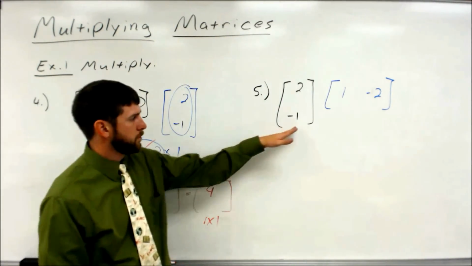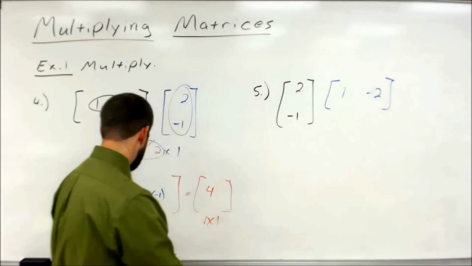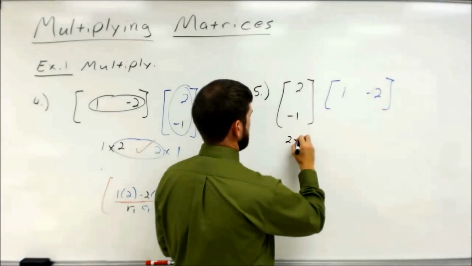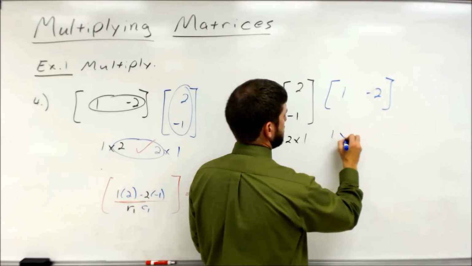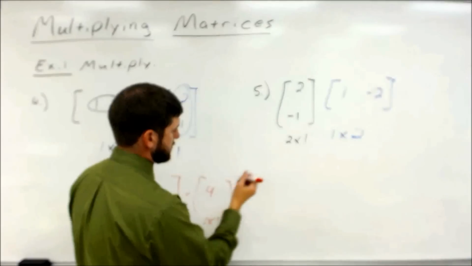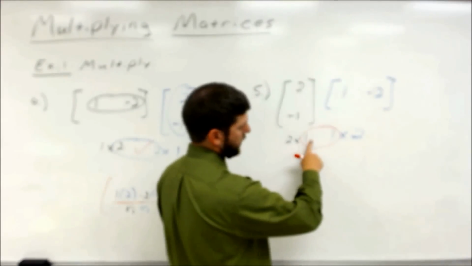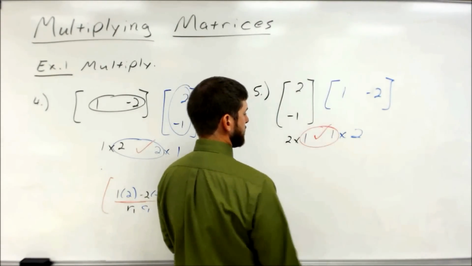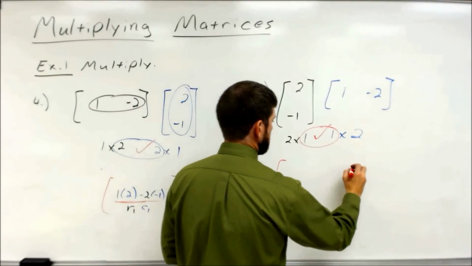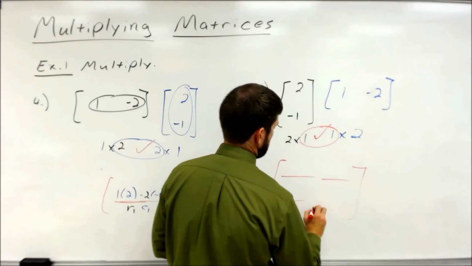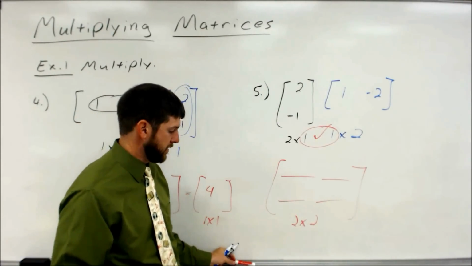Well, let's see. What are the dimensions of this first matrix? 2 rows, 1 column, so a 2 by 1 matrix. And the second: one row, two columns, a 1 by 2 matrix. So as we see, we can still multiply these two. The number of columns from the first still matches the number of rows from the second. But instead of getting a 1 by 1 matrix, we're actually going to get a 2 by 2 matrix. So when we changed up the order, we actually did get a different matrix.